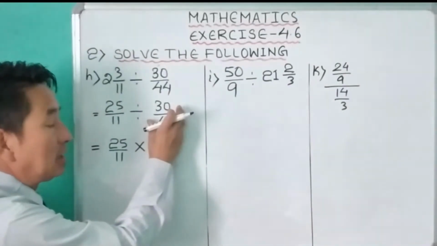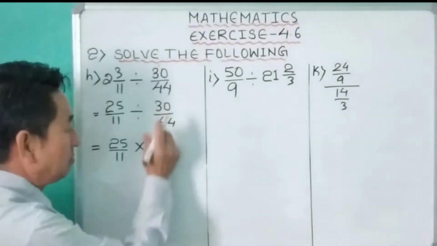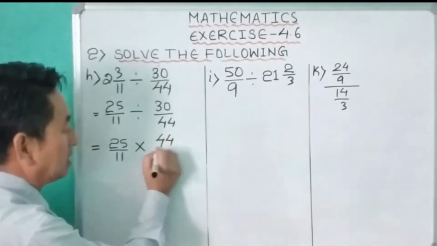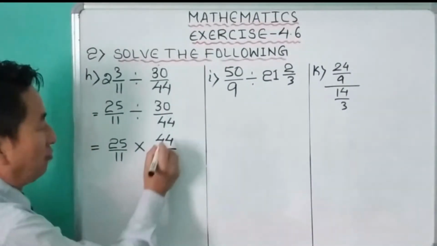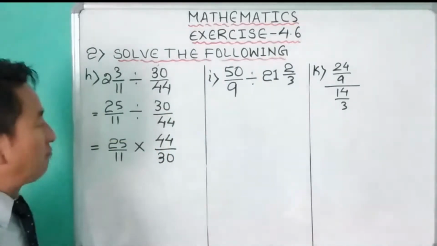We'll write the reciprocal of this fraction. This 44 we will write as the numerator and 30 as the denominator. 44 over 30 is the reciprocal of 30 over 44.